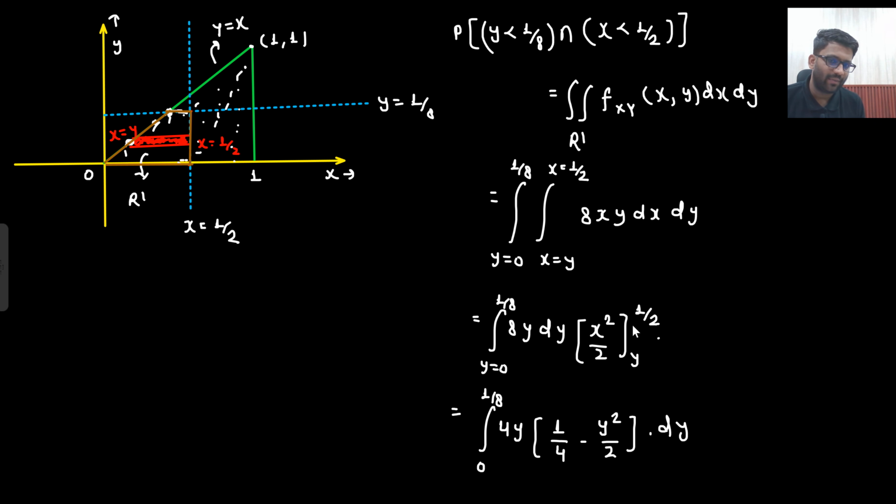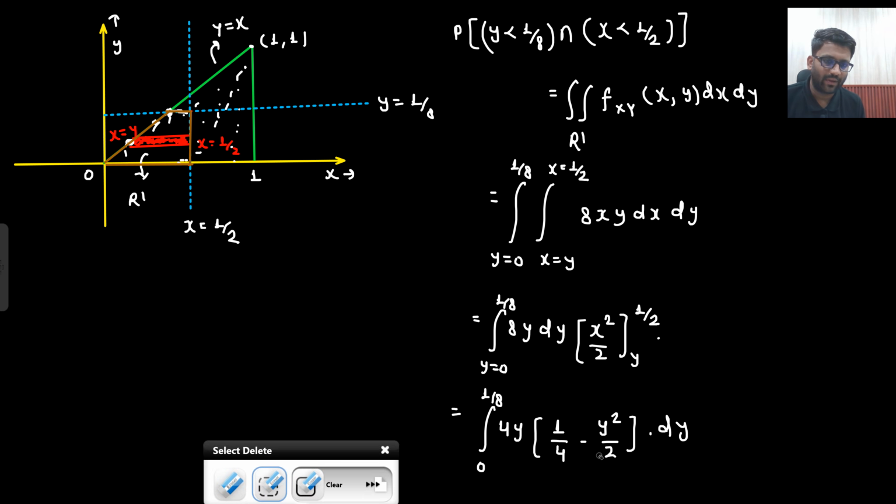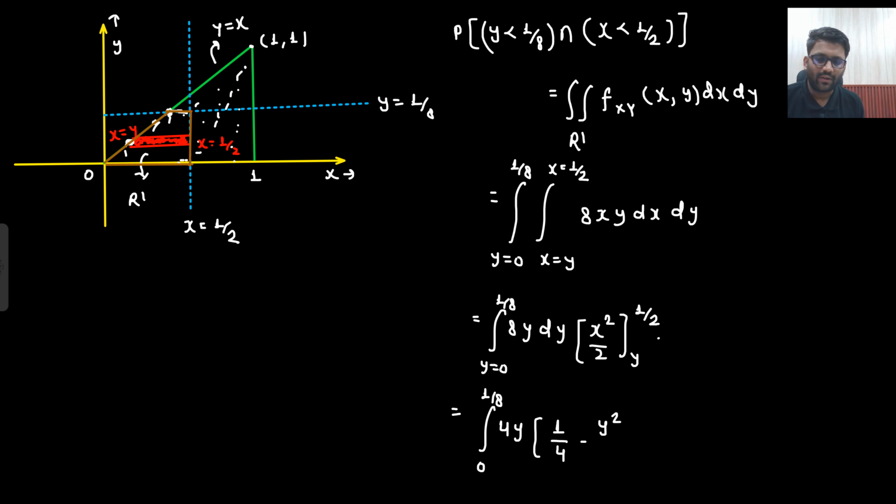So here if I put 1 by 2, I will get 1 by 4 minus y square, with the 2 cancelled out. So this will become 4y times 1 by 4 minus y square. And when I put it inside, I get y minus 4y cube. So simply it is coming out to be y minus 4y cube dy, right? 4y times 1 by 4 gives y, and 4y times y square gives 4y cube.